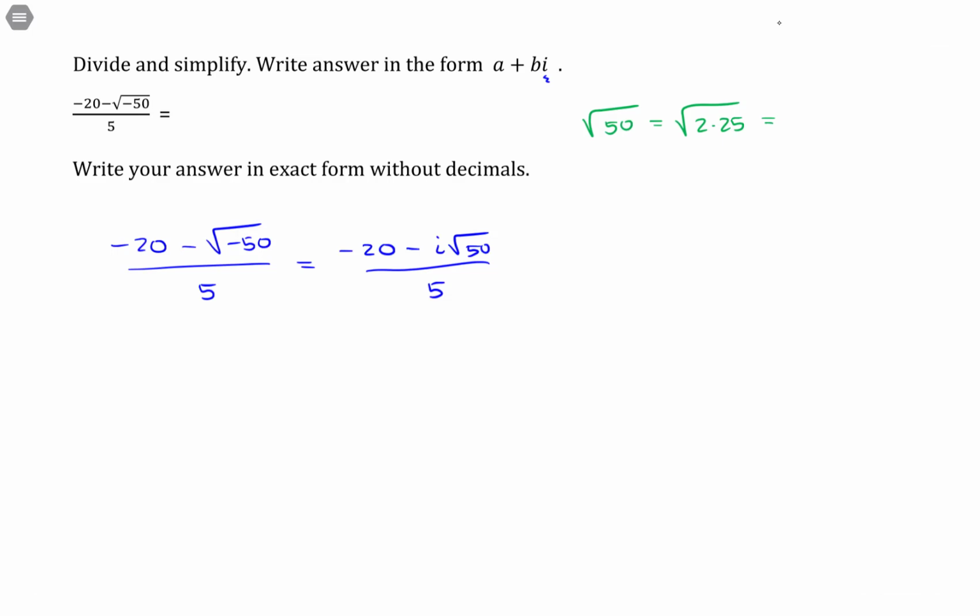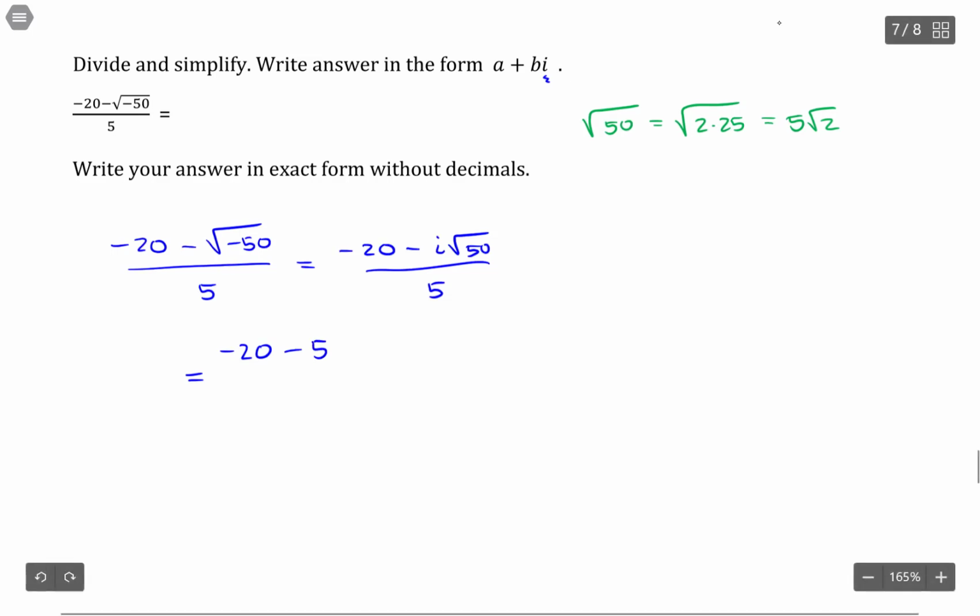So what we can do is take the square root of 25, which gives me 5, and then leave the 2 underneath the square root. So there's a simpler way of expressing things. So 20 minus, I think I will write this, 5i times the square root of 2.